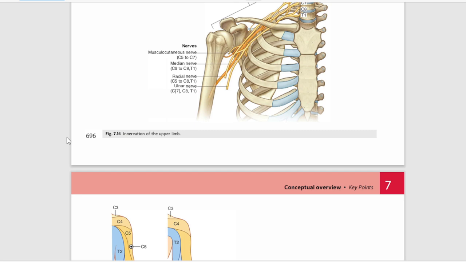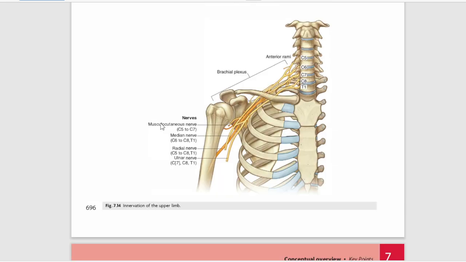This is the brachial plexus, nerves, musculocutaneous nerve C5 to C7. I will explain. If the nerves move out along this area, this is called C5, cervical vertebra. From this region, that's why it is called C5. C6 is derived from this area, this is called C6.